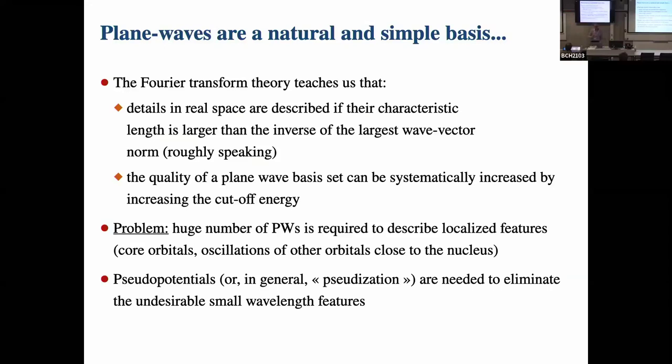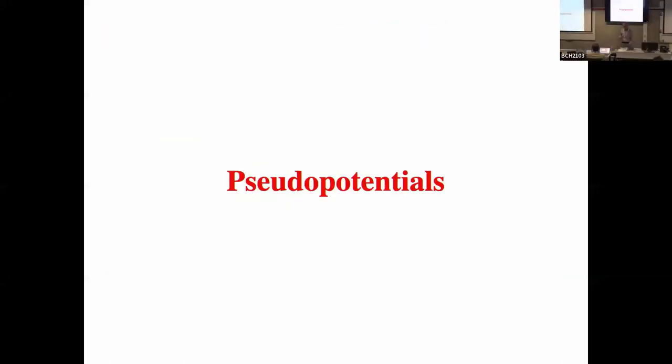The problem with doing that is that if you have a strong oscillation, you need a lot of plane waves to describe it. And that is very annoying, especially to describe the core orbitals, or oscillations close to the core. And so pseudopotentials are used to get rid of that. This pseudization eliminates the need for quickly varying wave functions. So how is it done?